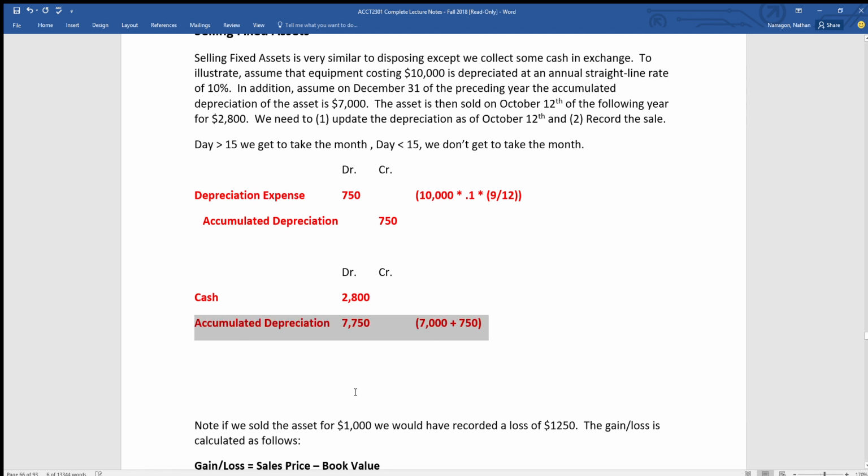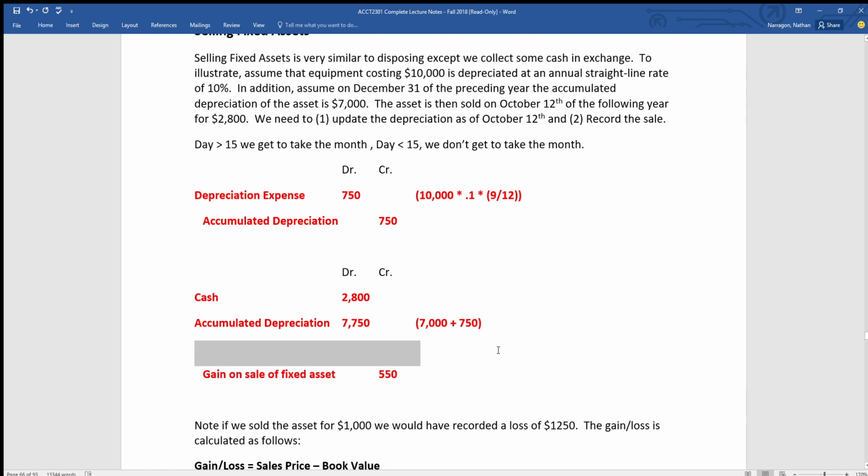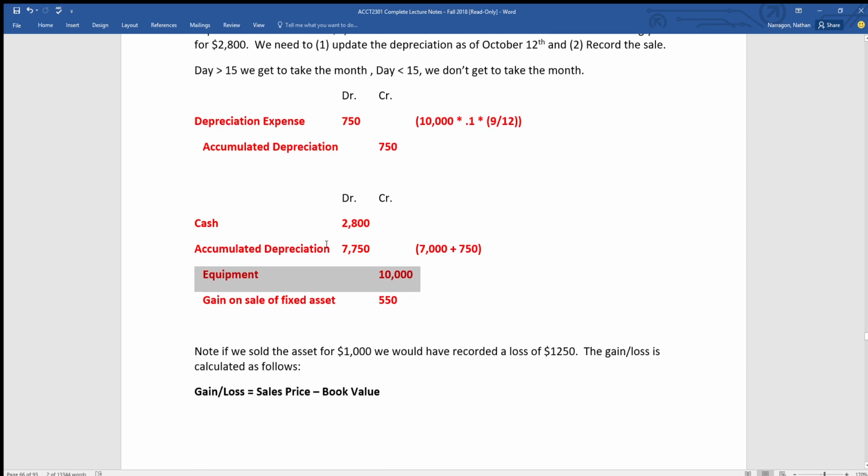We're going to calculate accumulated depreciation. Again, this is going to be our debit, and that's going to be wherever the preceding years were. So the accumulated depreciation is 7 grand plus whatever happened in the current period, so plus 750. The next one is again equipment. Equipment gets credited. And you're basically going to find the difference. Here, it's either going to be a gain or a loss. Basically, it's sales price minus book value. Again, book value is initial cost minus accumulated depreciation.